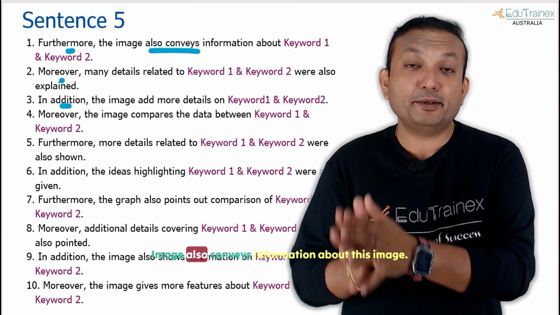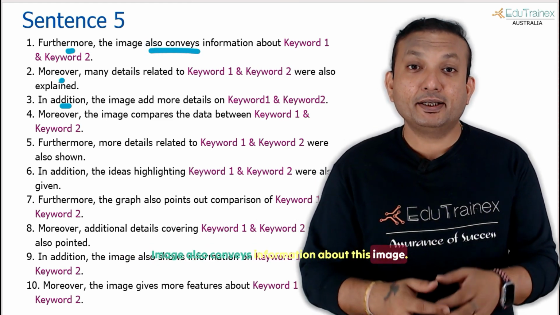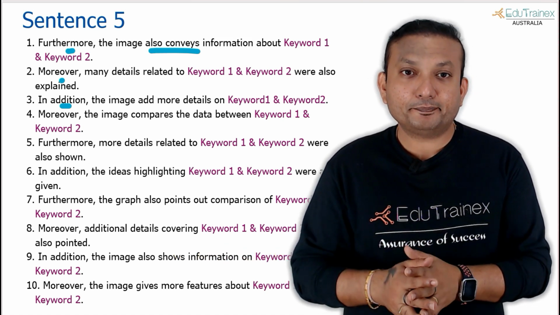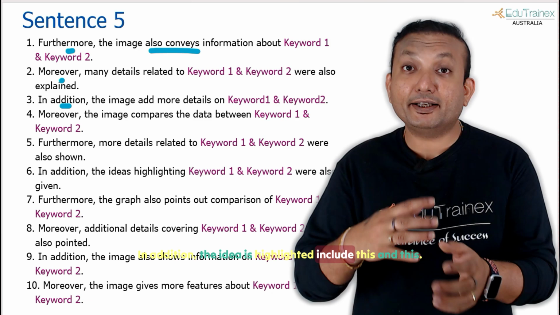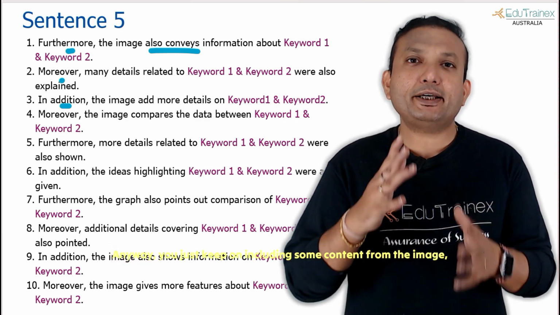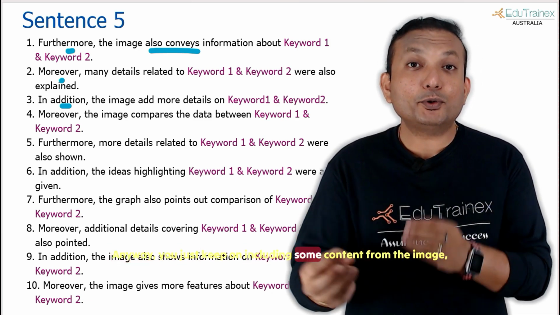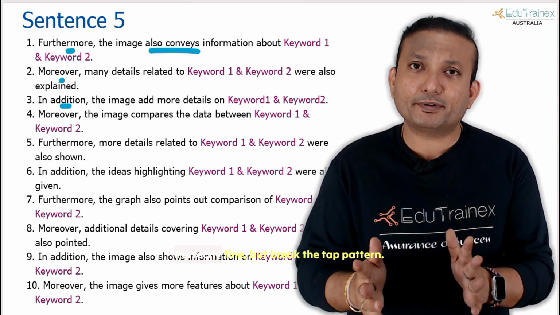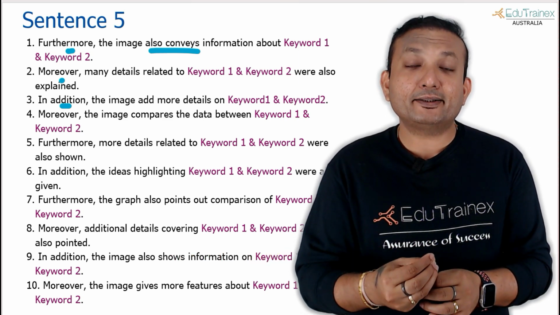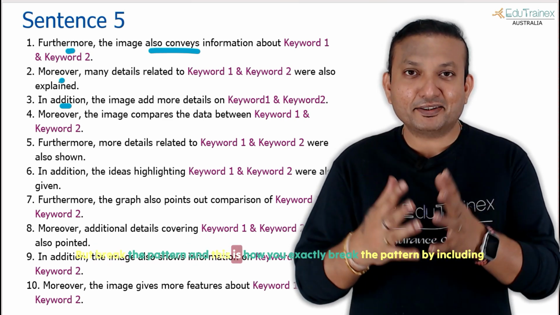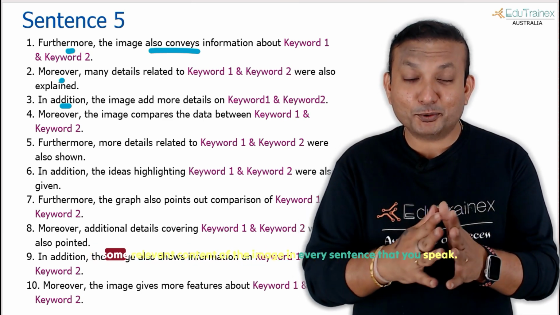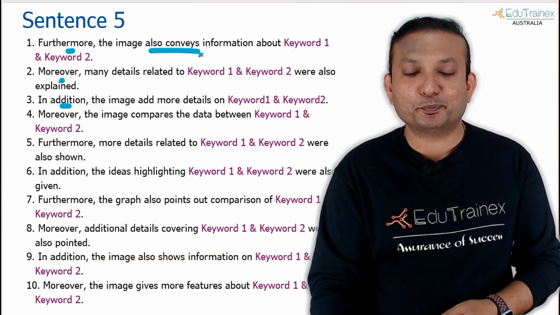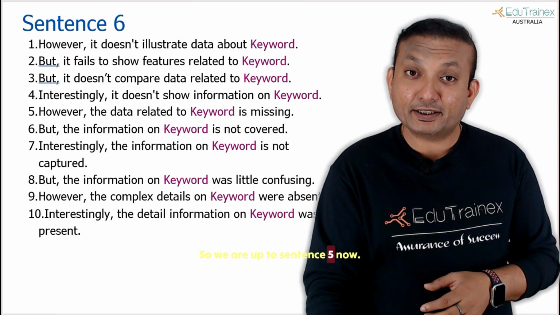of the sentence. Image also conveys information about this. Image adds more details on this. The image ideas, in addition, the ideas highlighted include this and this. Anyway, you just keep on including some content from the image, even if it is a keyword, not a phrase, perfectly fine. But break the pattern. And this is how you exactly break the pattern, by including some relevant content of the image in every sentence that you speak.